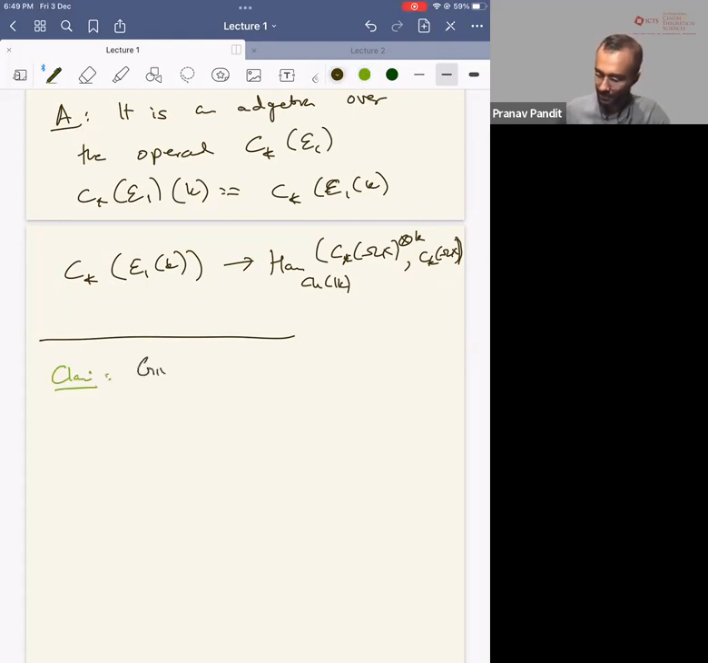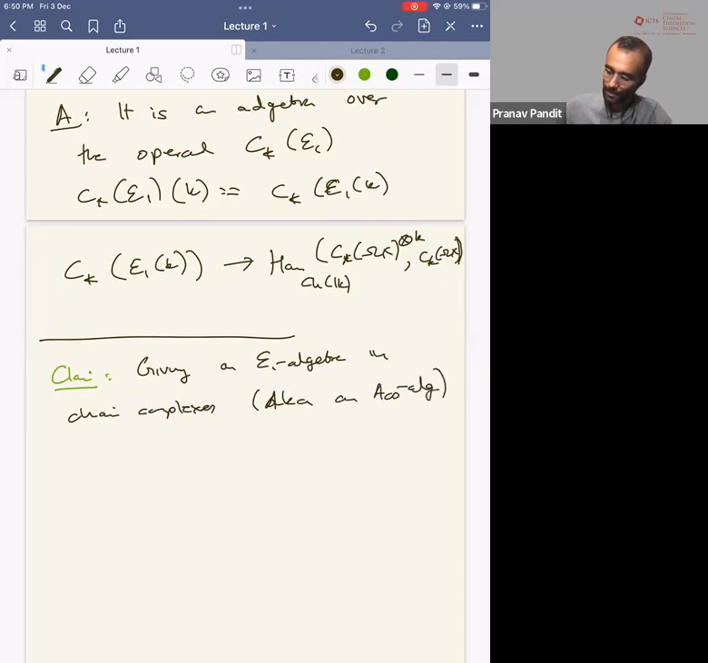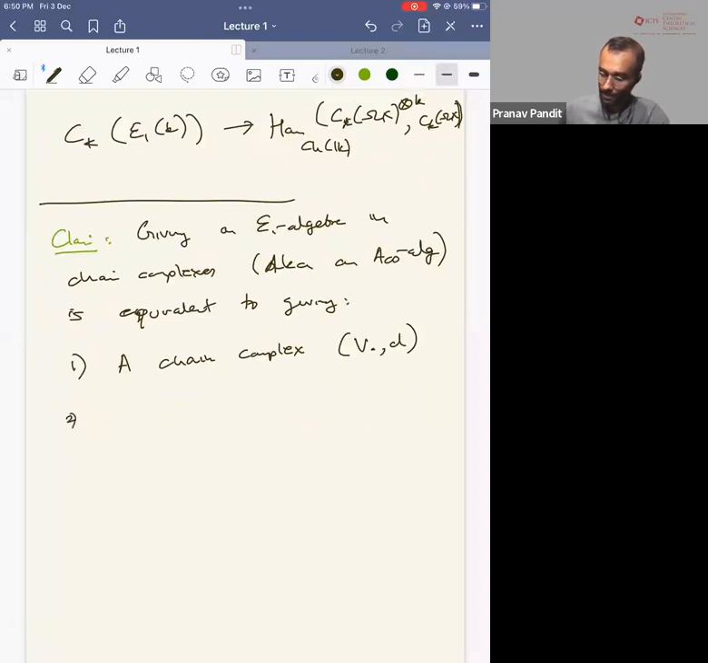Instead of spelling it out, the claim is that giving an E1 algebra in chain complexes, aka an A infinity algebra, is equivalent to giving a chain complex V, D, and maps M_N from V tensor N to V shifted by 2 minus N.